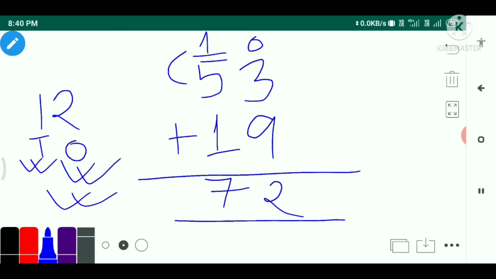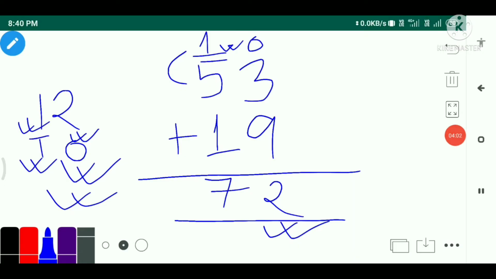So if you get any number in ones place, you have to identify which number is in ones place and which number is in tens place. As you can see here, 2 stands in ones place, that's why I wrote 2 here. And 1 is in tens place, so I just send it here. This is how we have to add any two-digit number with regrouping.